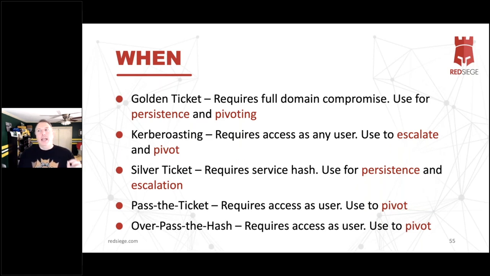Now, Kerberoasting is a pivoting and escalation technique. You have to have access to the domain controller as some sort of authenticated user to request those tickets. Once you have those tickets, we can crack those passwords, and then we could either use those credentials directly, or we could use a silver ticket, right? A silver ticket is going to be used for persistence and escalation. We saw that with the database server, where I rewrote that ticket and was now able to access extra pieces on that target service, right? With pass the ticket and overpass the hash, we're going to have access as a user, and this is used for pivoting, not as an escalation technique.